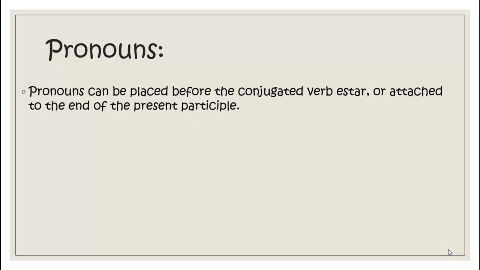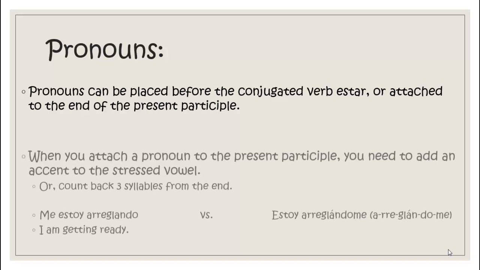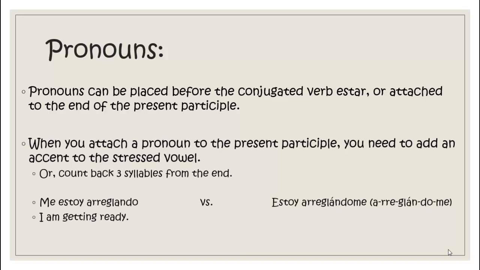Okay, so if we use a pronoun with the present progressive tense, pronouns can be placed before the conjugated verb estar or attached to the end of the present participle. But when you attach it to the end of the present participle, you also are going to need to add an accent mark. You add the accent to the stressed vowel, but the easiest way to find that is to count back 3 syllables from the end. So for example, me estoy arreglando, I am getting ready. But you could also say estoy arreglándome, but then you need to insert an accent.